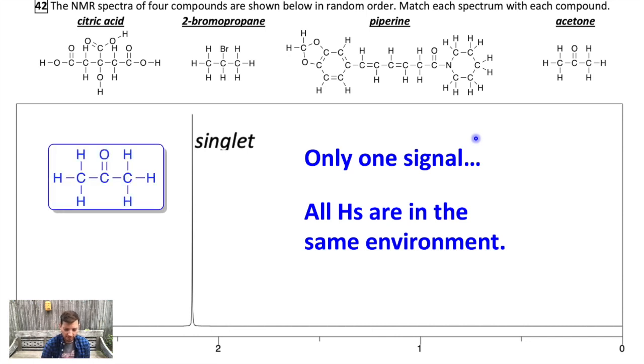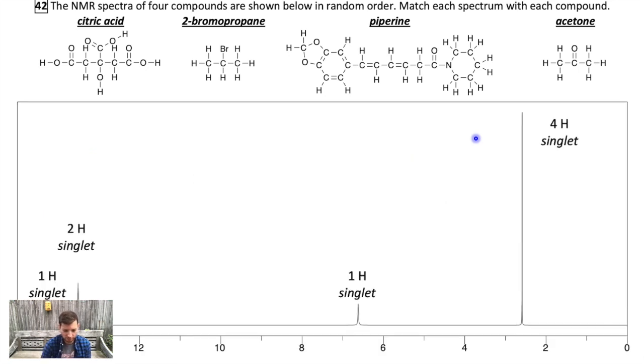And of the remaining 3, this must be the acetone molecule because all 6 of those hydrogens are attached to a carbon that's attached to the ketone in the middle, the carbon-oxygen double bond. So this must be the acetone molecule.